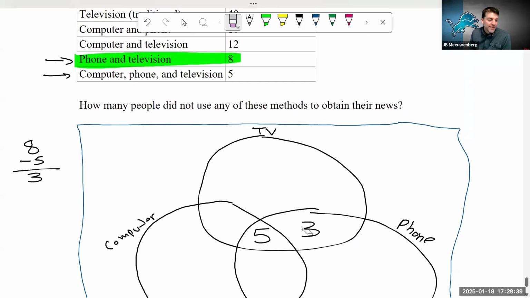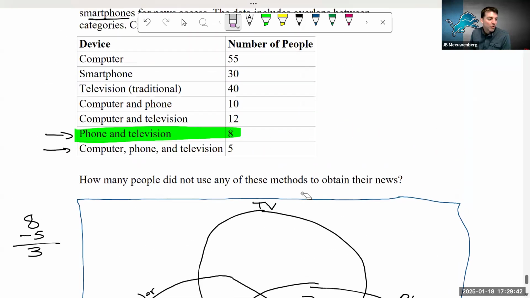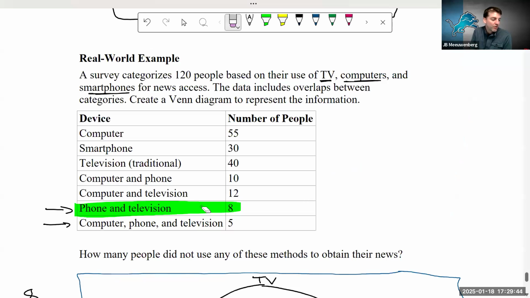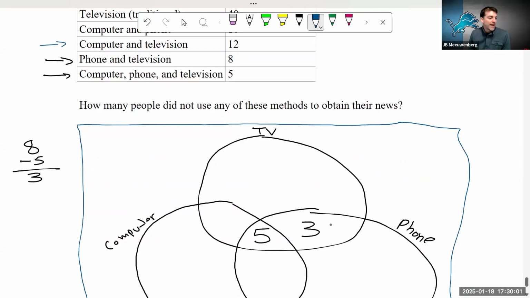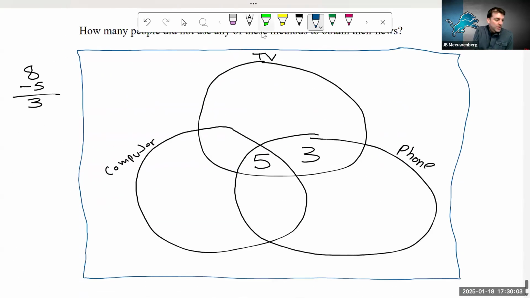What I want you to do then is see if you can continue that all the way up and fill in the rest of your diagram based on this information. Go ahead and pause and retry if you need to make changes from what you previously did. So I will keep going. The next one I'll look at is the computer and television. So that has 12 people. So computer and television is right here.